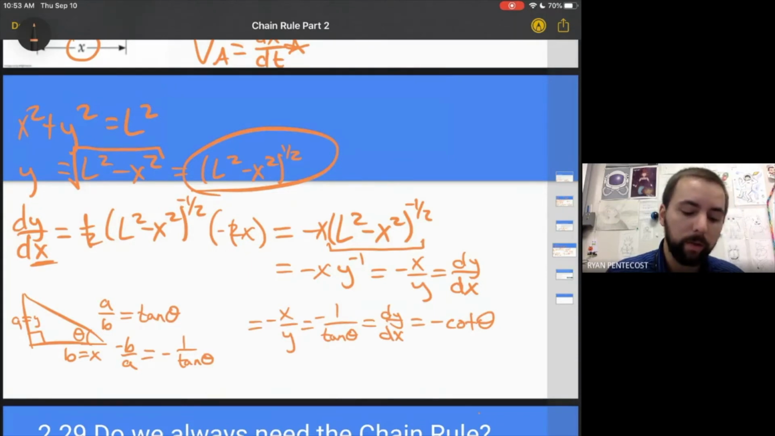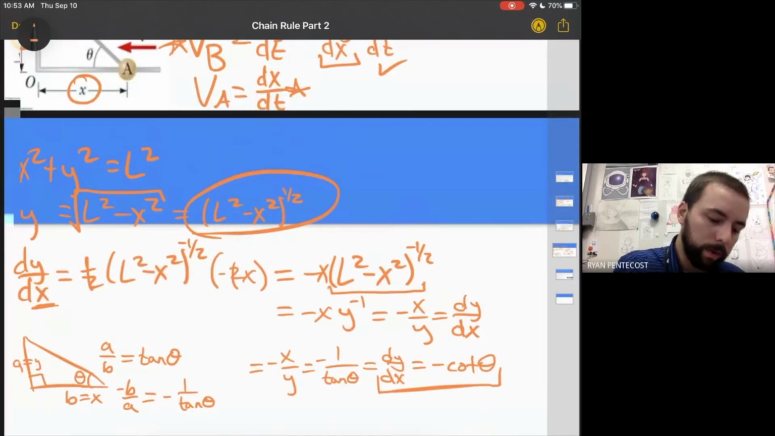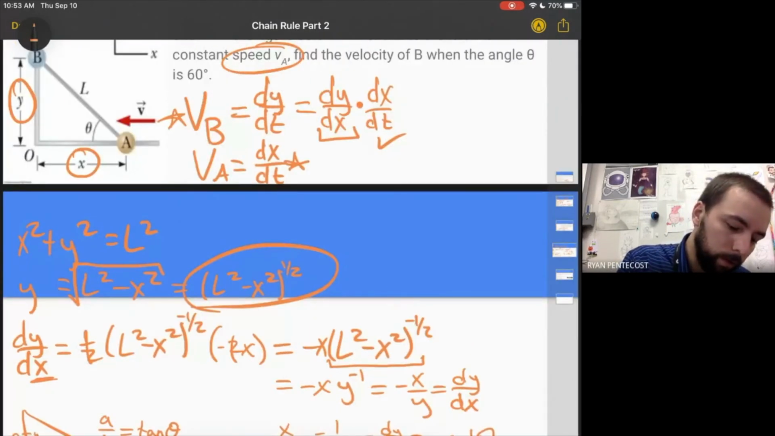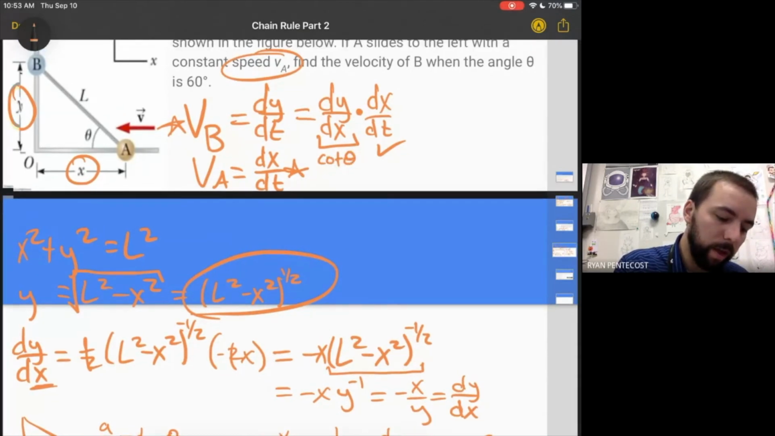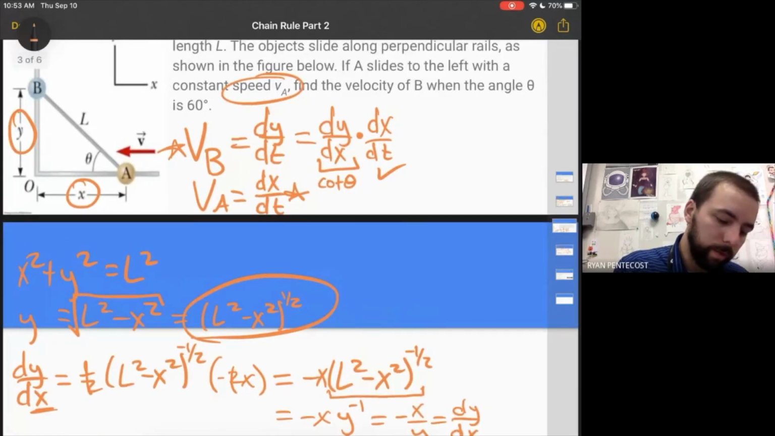And you can get very similar derivatives when you're taking the derivative using the Pythagorean theorem. So there is dy dx, cotangent theta, which goes right here, cotangent theta. And we already have dx dt, which is the velocity of A. So let me box out part of this so I can write over here.